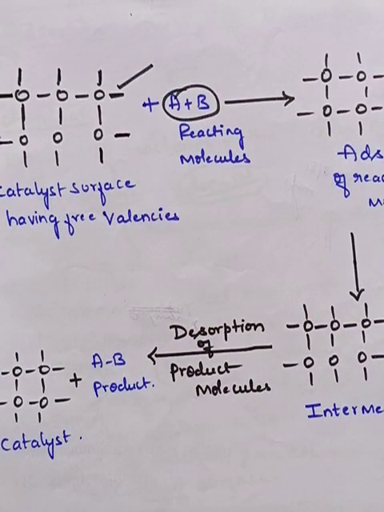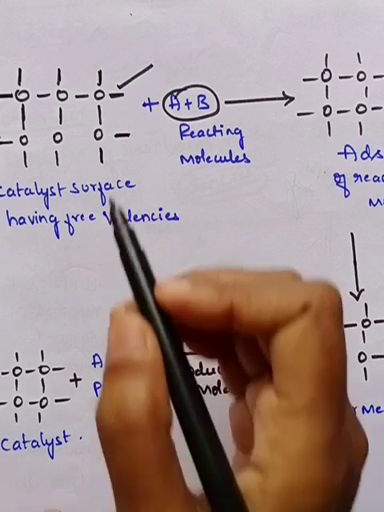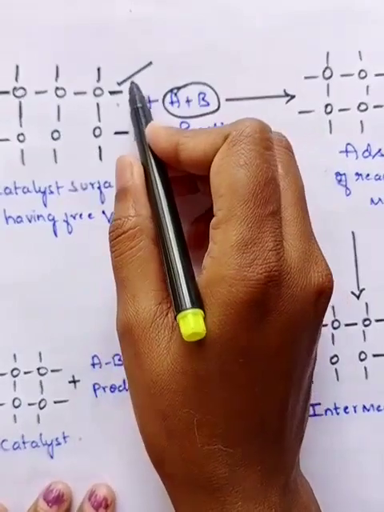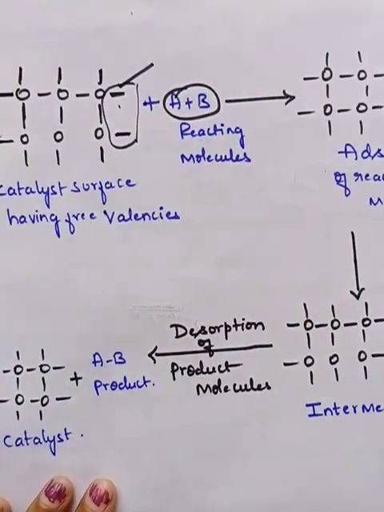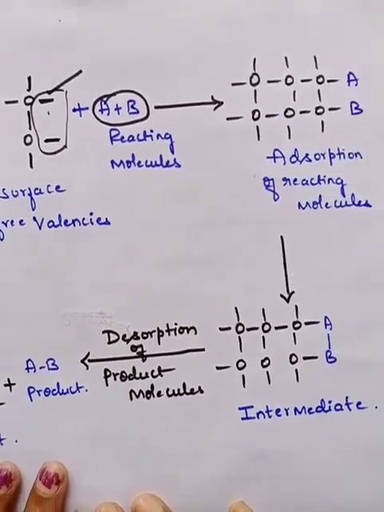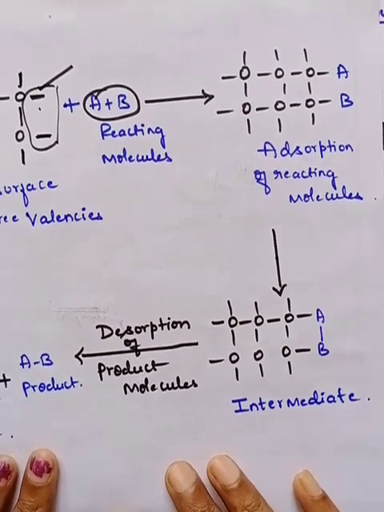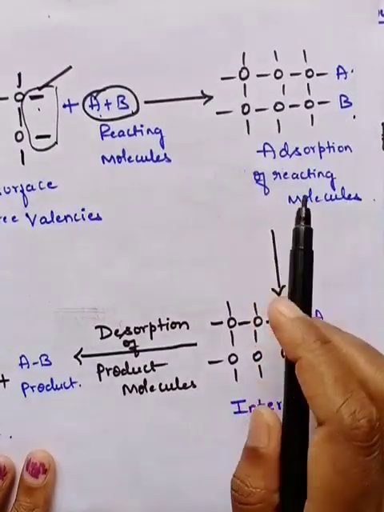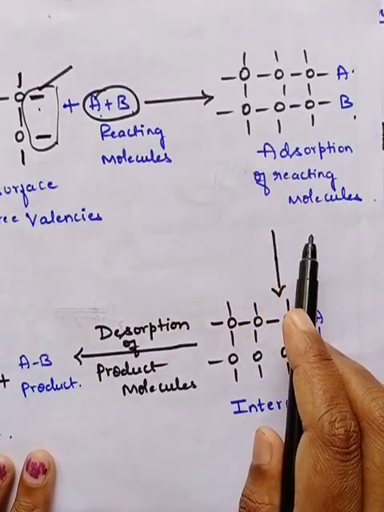Now A and B have to combine together by utilizing the catalyst surface as a platform, and it has to create a product. A and B will come and adsorb on the surface of the catalyst by binding with the free valencies. Then what we are going to get is, here you can observe, A and B have combined together: adsorption of reacting molecules, the second process.